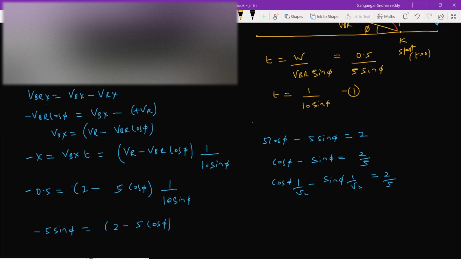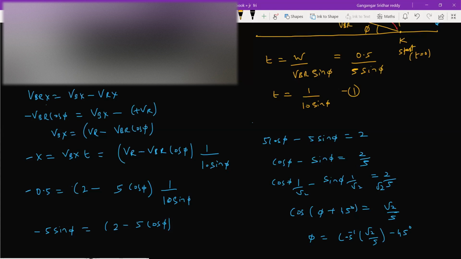So I think this will be cos A cos B minus sin A sin B. So this will become cos of phi plus 45 degrees equal to 2 by 5. Sir, root 2 by 5 will come here. Root 2, this will be root 2 by 5. Sir, if we take it in sine terms, it would be much easier, right? So phi is equal to cos inverse of root 2 by 5 minus 45 degrees. So this should be the angle.